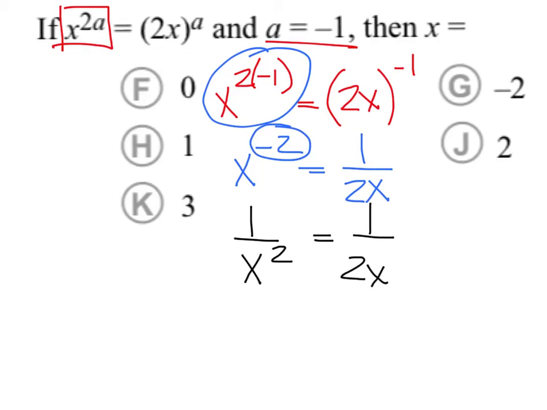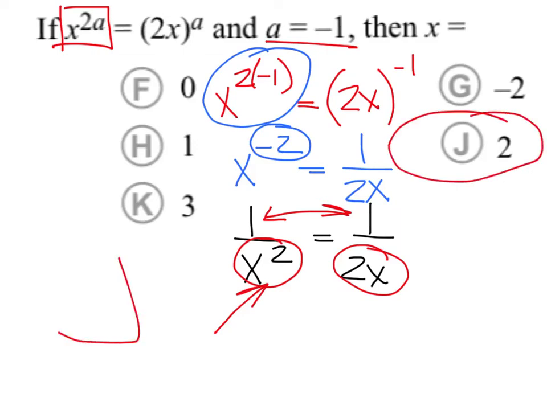Now, since the numerators are equivalent, they're both 1, that means this equals this. So what number can I put in for x and square it that would give me the same thing as multiplying that number by 2? 2 is the right answer, so it should have been J.